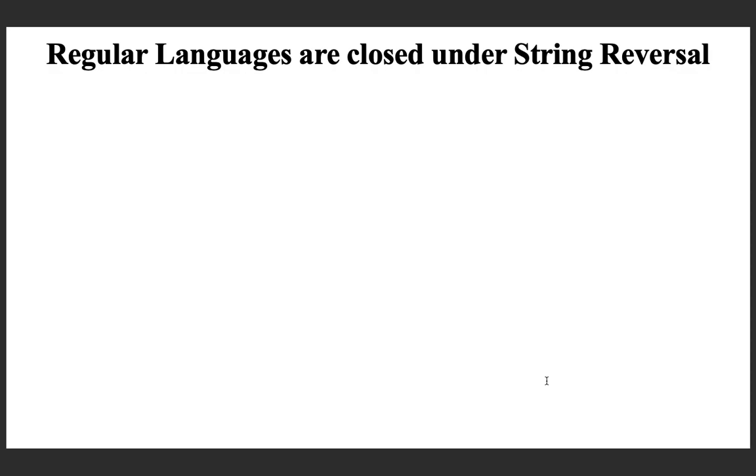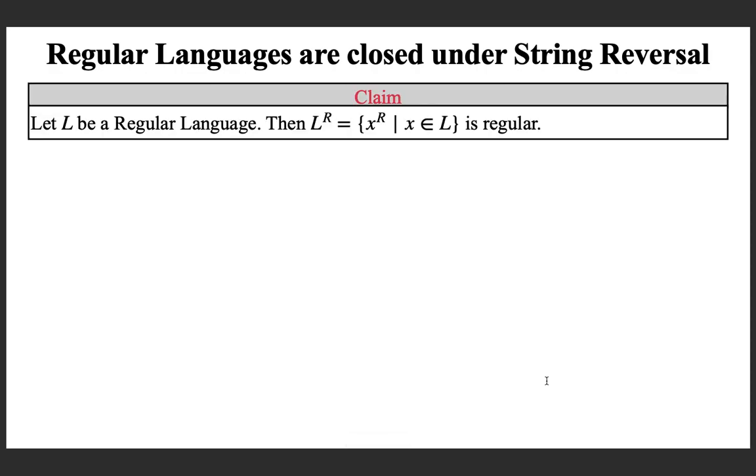we are going to argue that regular languages are closed under string reversal. We can state a claim: if L is a regular language, then L reverse, which is the set of all strings such that the reverse of that is in the original language. That is, if X is in the original language, then X reverse will be in the language L reverse. So, it is all the reversals of the strings in the original language.